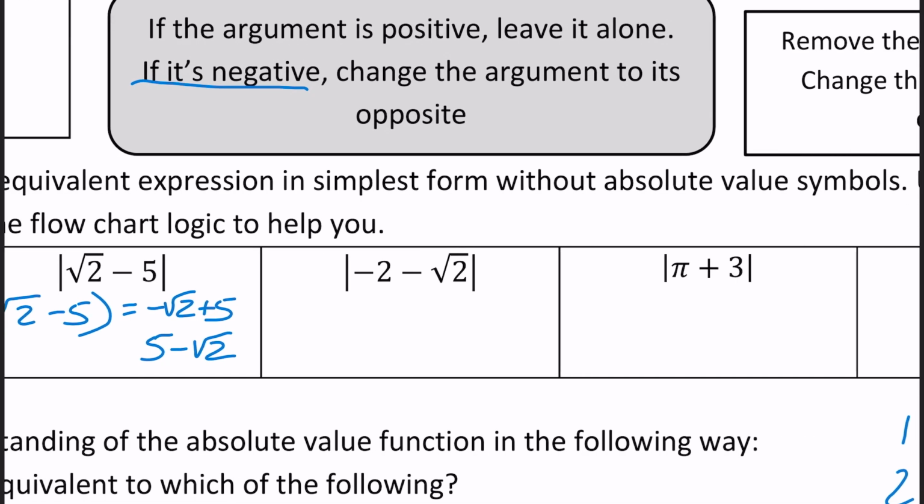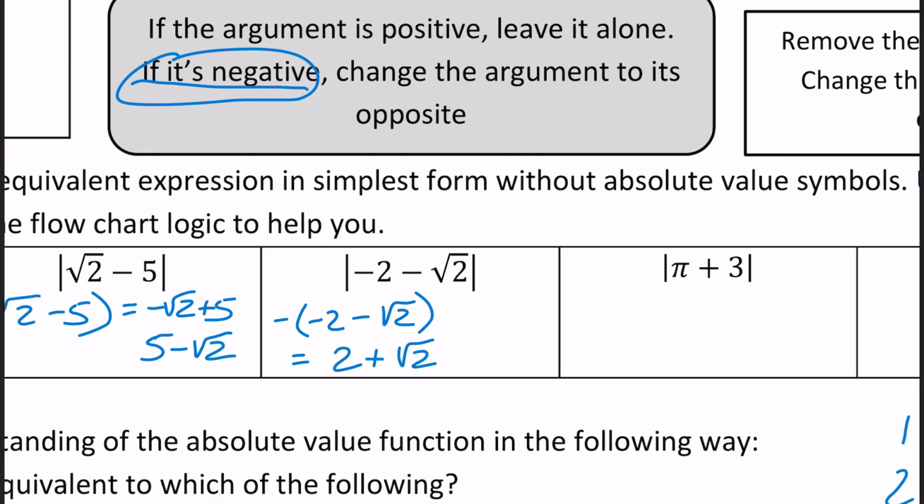So when I see this, then this is the same situation. I'm convinced that negative 2 subtract square root of 2 is a negative expression. If the argument is negative, then change it to its opposite. So it's the opposite of the original expression. So that would simply be positive 2 plus square root of 2 would be the best answer.